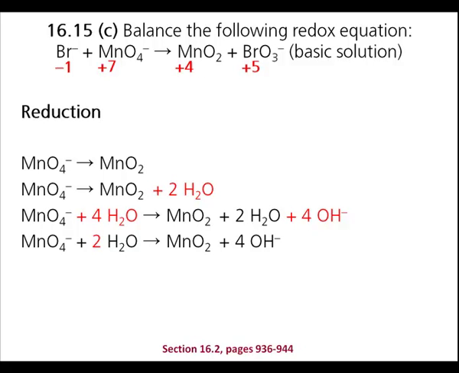At this point, the manganese, the oxygen, and the hydrogen are all balanced. I'm going to cancel out 2 of the waters on each side. And then I'm going to balance the charge. Note that the charge is -1 on the left and -4 on the right. So I balance that by adding 3 electrons to the left-hand side. Now the charge is -4 on each side.